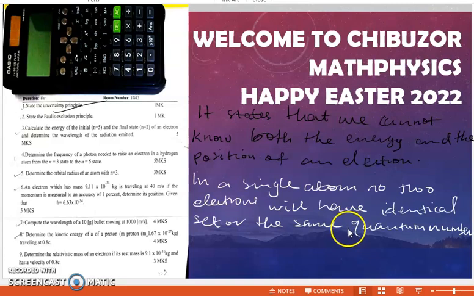And this is very important for us to really understand how the atom works and its relevance to our day-to-day life. As we go into the application of these in real life, you will understand why it is impossible for two electrons to have identical set or same quantum numbers in a single atom. And that is exactly what the Pauli exclusion principle explains.